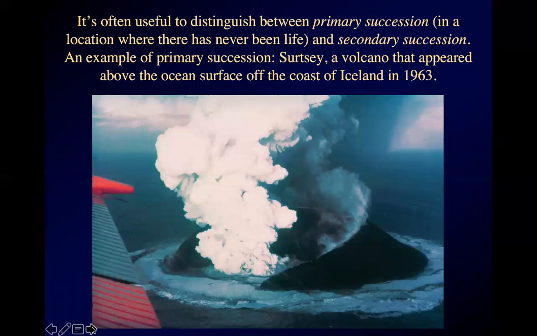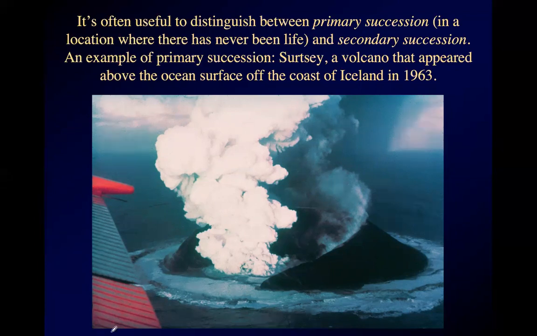We can sometimes distinguish between primary and secondary succession because primary succession takes place in a location where there's never been life. Secondary succession, you're not completely starting from square zero because there has been life in the area. So here's primary succession. That's a volcano erupting out of the sea off the coast of Iceland in 1963. It's called Surtsey, island of the fire giant, basically.